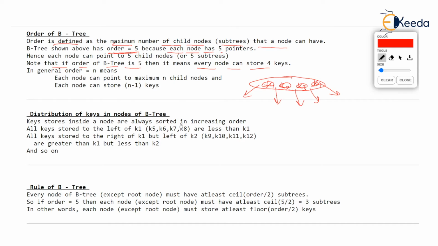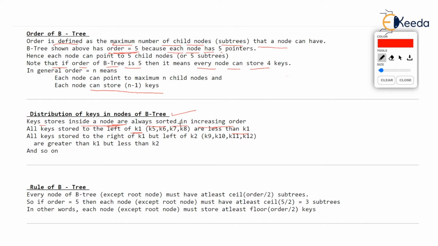I hope you are getting used to these definitions quite gradually. All right. So in general, what if the order of the tree is n? How many keys can be stored in every node? If the order of the tree is n, then the node can store n minus 1 keys. Now let's understand distribution of the keys in the B tree. Keys stored inside one node are always sorted in increasing order. So K1 to K4 in the topmost node were sorted. All keys stored to the left of K1, that is K5 to K8, are less than K1.